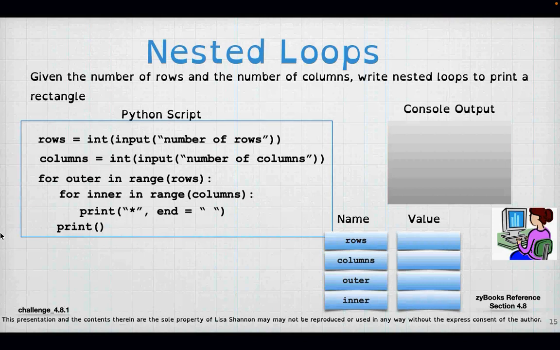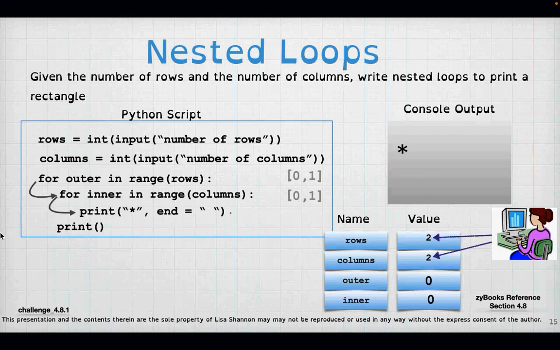So if I actually go through this, Professor Lisa is going to put in 2 and 2. So I'm going to say for outer in range 2, so I have 0 and 1. Outer is going to be 0. I'm now going to go for inner, and I have 0 and 1. So inner is going to be 0.